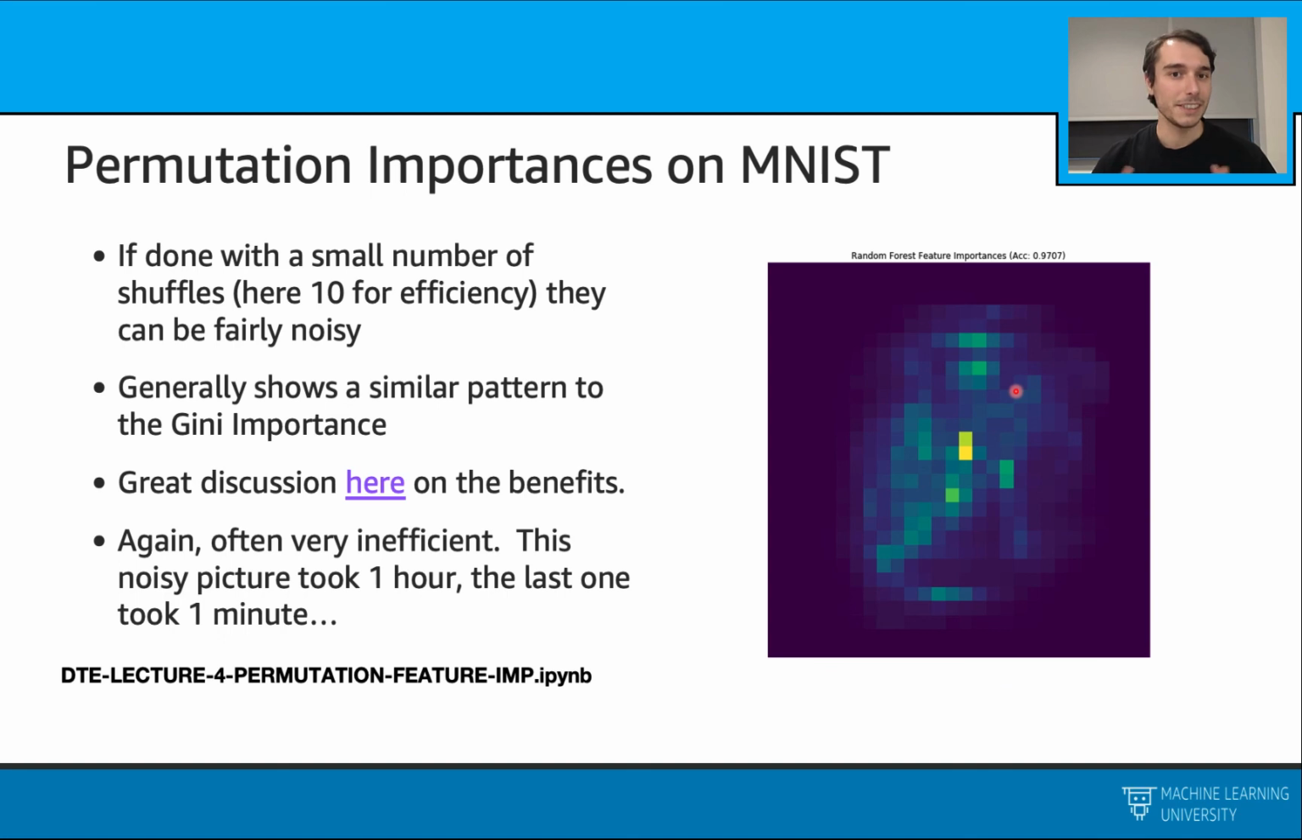So we actually did that. We have a notebook for this. So we created these 10 shuffles for efficiency because it's quite slow. And then we created these feature importances from those. Overall, this looks really similar to what we had before. So we don't see too much of a different result here.